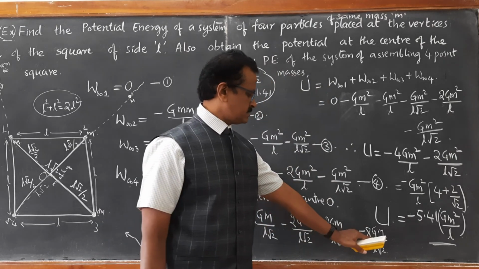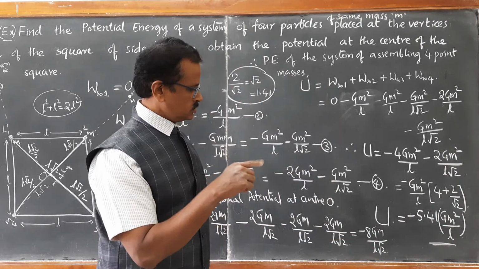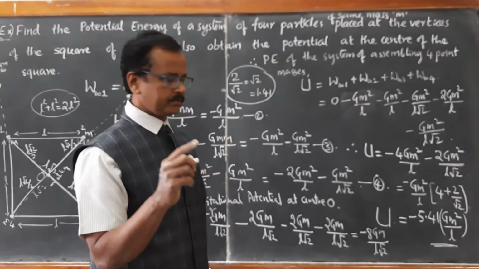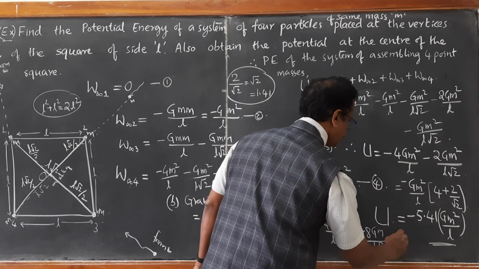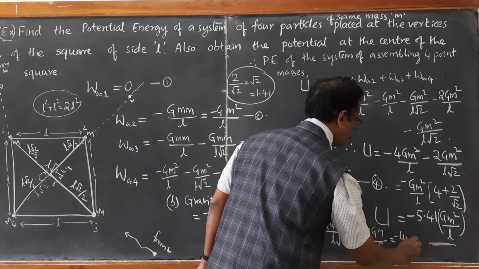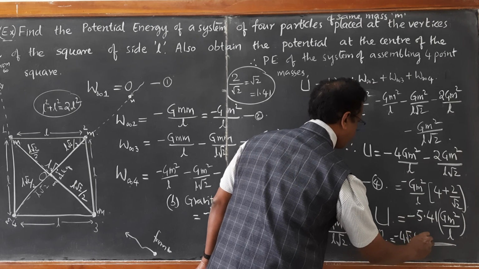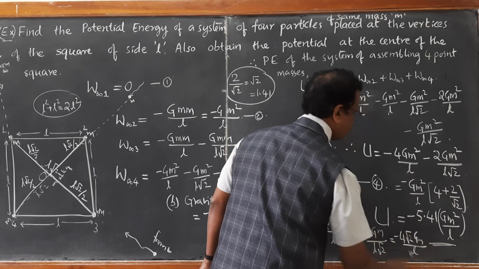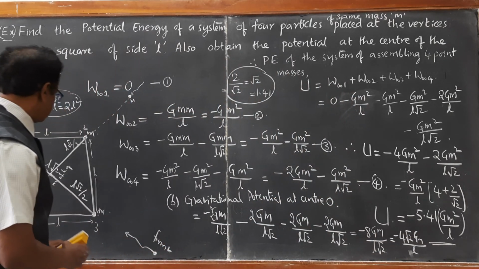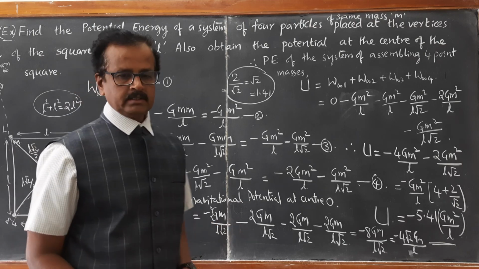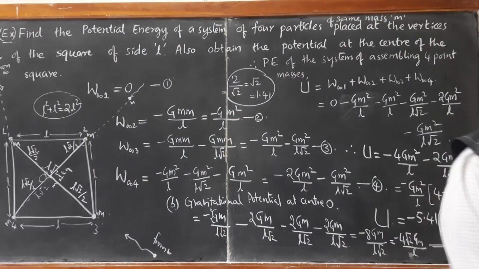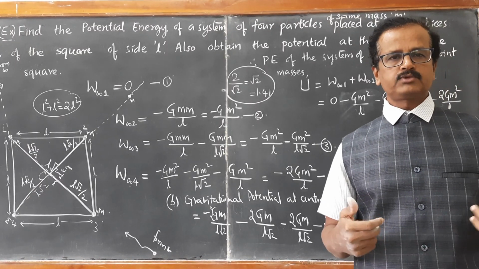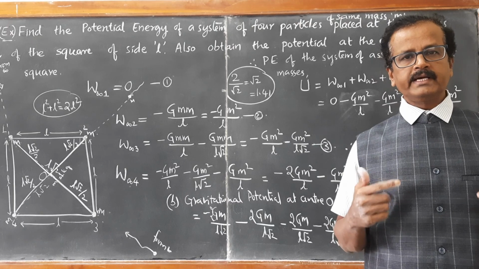This can be written as 4 into 2 in the numerator, so we can cancel root 2 with 2. So it becomes minus 4 root 2 Gm upon L. That is the final result. That's how we calculate the potential at the center of the given square. Okay. In the next video we will start with escape speed.